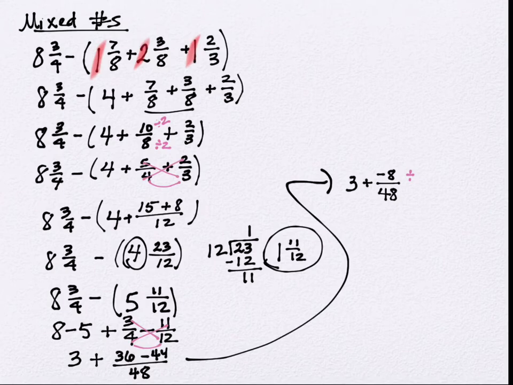8 and 48 both divide by 8, right? So we'll just divide them both by 8. If you weren't quite sure about that, you could divide them by 2 or even by 4, and you'd eventually get there as well. But this is actually 3, and I have a negative 1/6.